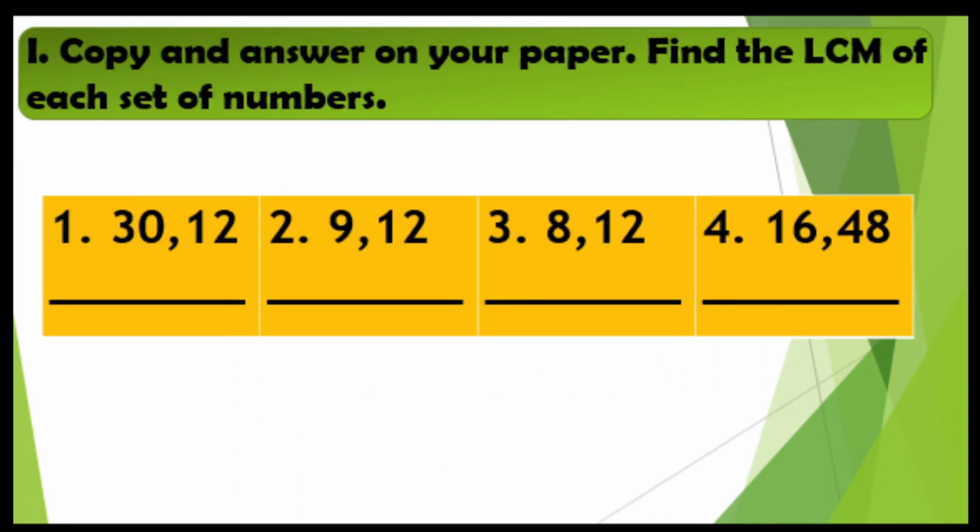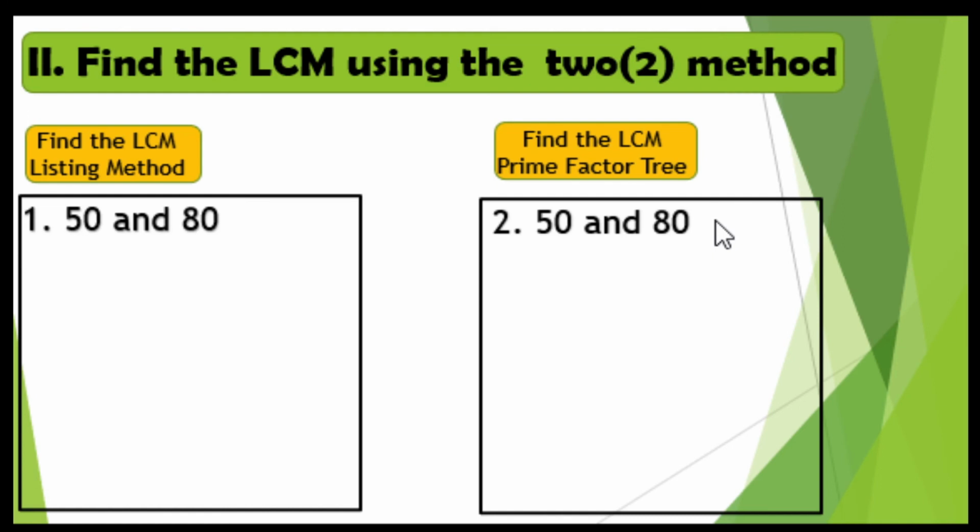For your first activity class, you're going to copy and answer on your paper. Find the LCM of each set of numbers. You have to answer 1 up to 4. For your test 2 or activity 2, find the LCM using 2 methods. Find the LCM by listing method, 50 and 80. Find the LCM by prime factor tree method, 50 and 80.